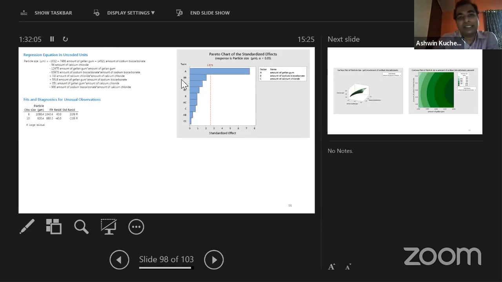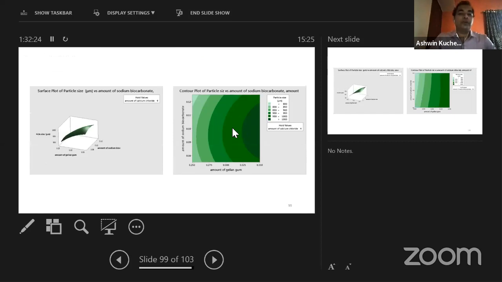This is not a screening design, but this is a Pareto chart which will tell me what are the impacting factor for increasing in the particle size. So A is nothing but amount of gelatin gum. The gelatin gum is responsible for increasing particle size, but this will not be dealing with, because as this is a response surface plot, not a screening design, we will go for response surface design and a contour plot.